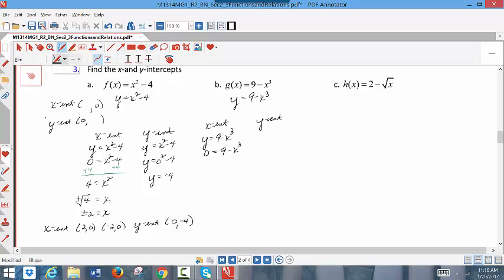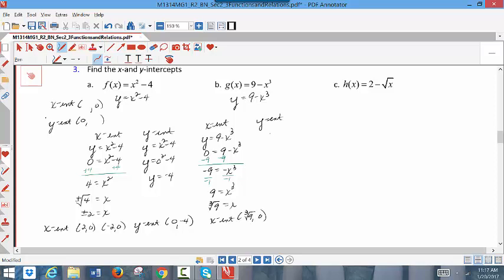Now if I come in here and I subtract 9 from each side, it will then say -9 equals a negative x cubed. Now I need to let go of the negative, so some people multiply both sides by -1, some people divide by -1, but either way, your result can be a positive 9 equaling x cubed. Now to get the x value, I take the cube root. So the cube root of 9 equals x. So I only have one answer in this case for an x-intercept. My x-intercept is going to occur at the point cube root of 9, 0.